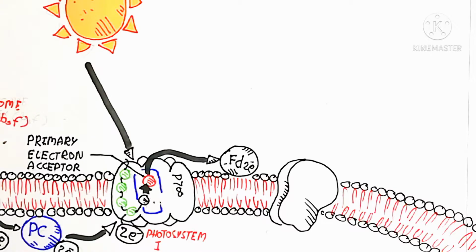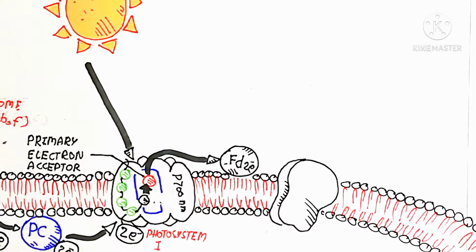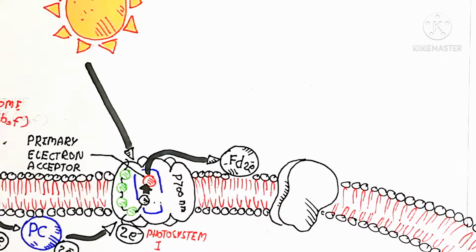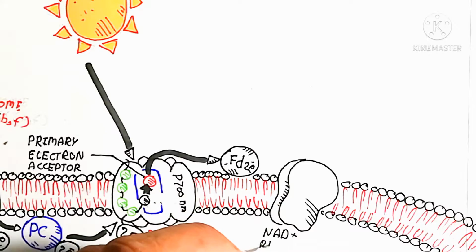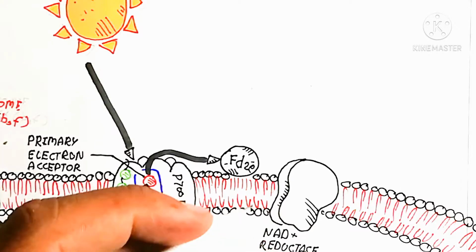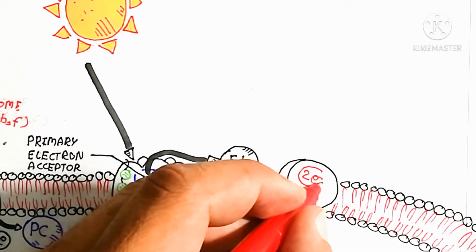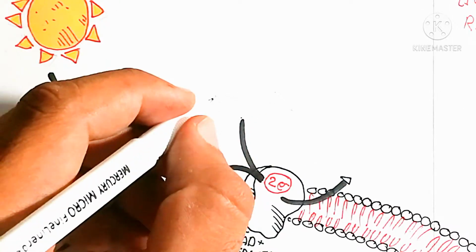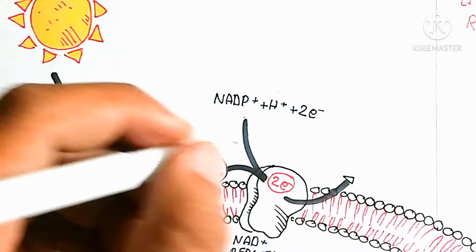NADP plus reductase. So here is photosystem 1, which donates the electron to the ferredoxin, and this will be reduced into the ferredoxin ion, which will be formed with a negative charge. It means the NADP plus reductase enzyme is here, in the thylakoid membrane, which reduces the NADP plus into NADPH.